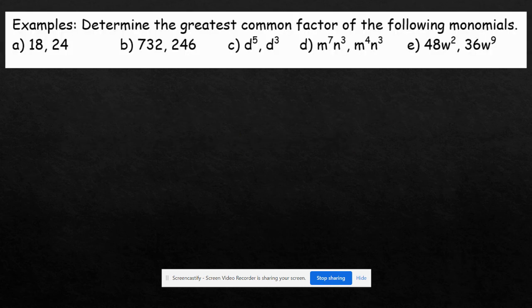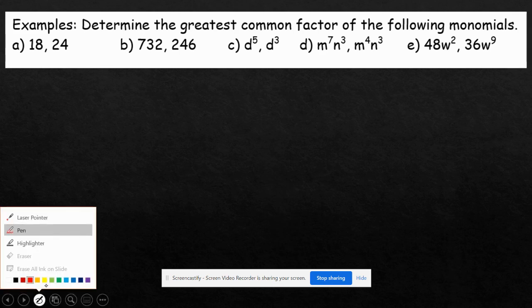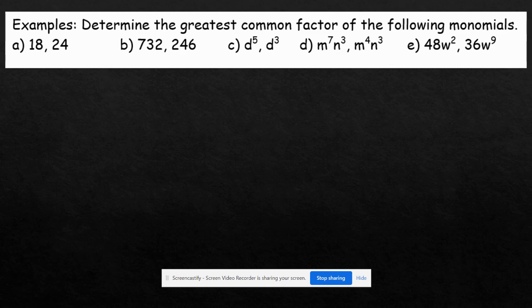Greatest common factor of each of the following. So when we're looking at just numbers, sometimes I like to just list number pairs. So what can make 18? Well, we have 18 and 1, 9 and 2, 6 and 3.